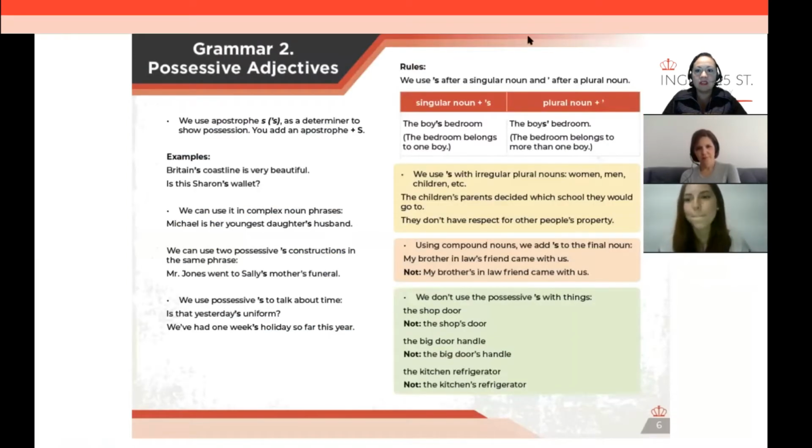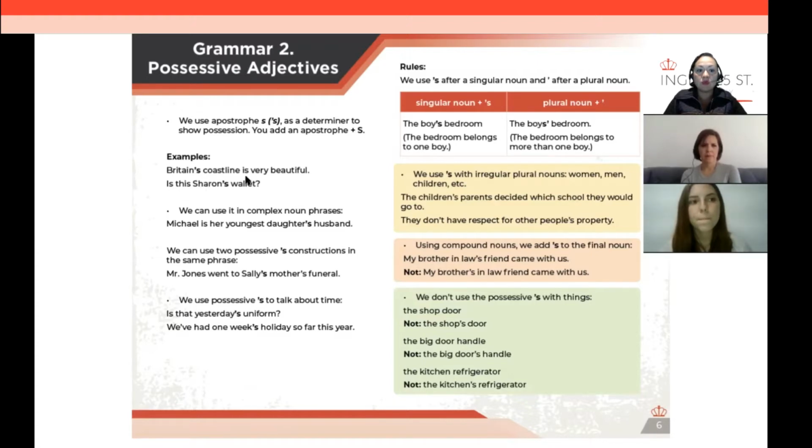Let's continue with the possessive adjectives and the use of the apostrophes. Okay, so it says we use apostrophe s as a determiner to show possession. You add an apostrophe plus s, and we have here different examples. Britain's coastline is very beautiful because we are talking about what, Tanya? About Britain's or coastline? The coastline. Exactly.